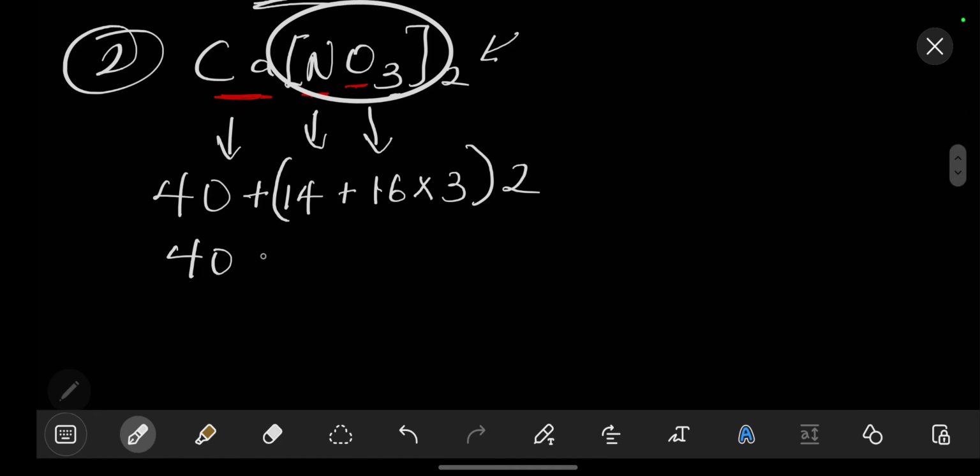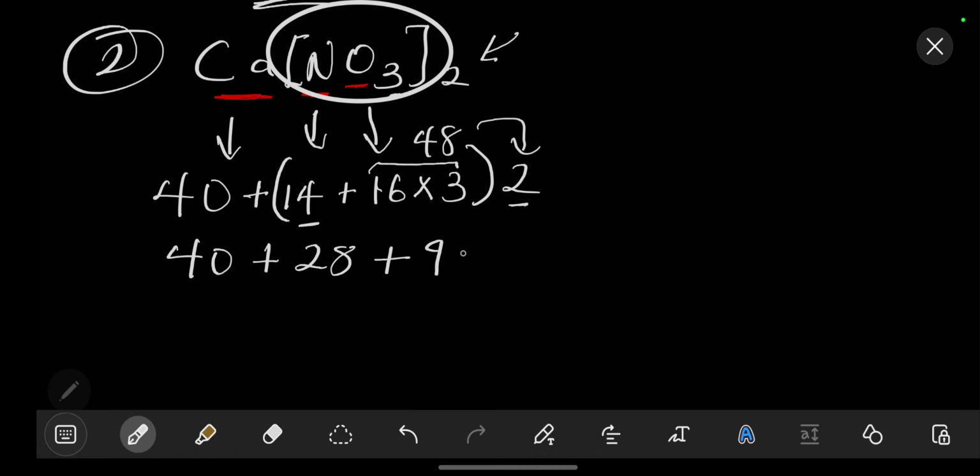So by so doing, I simply have to do 2 times 14. That gives me 28 plus 16 times 3, of course, is 48. Then 48 times 2, you see that now, gives me 96. See? So if you do that, the next thing to do is simply to multiply everything, and when you add that, you should get 96 plus 40.